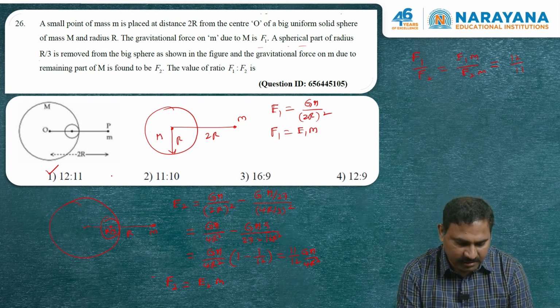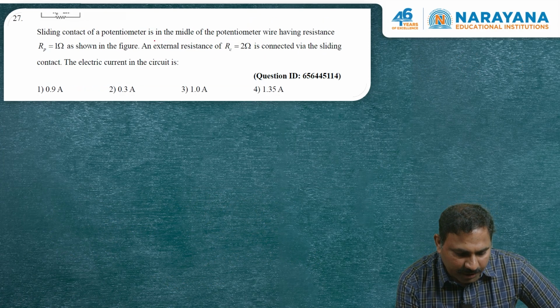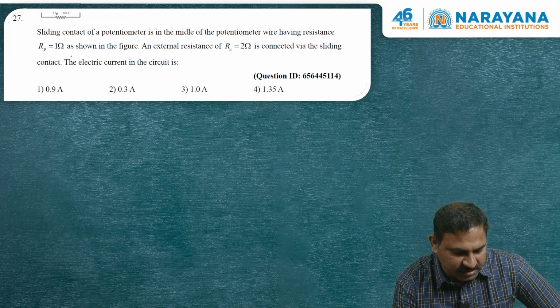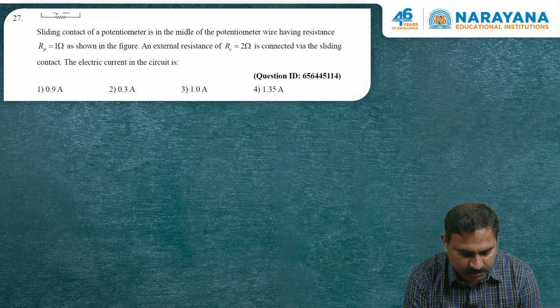Let us go to the second question. Here the sliding contact of a potentiometer is in the middle of the potentiometer wire having resistance 1 ohm as shown in the figure. Here the diagram is a bit missing.